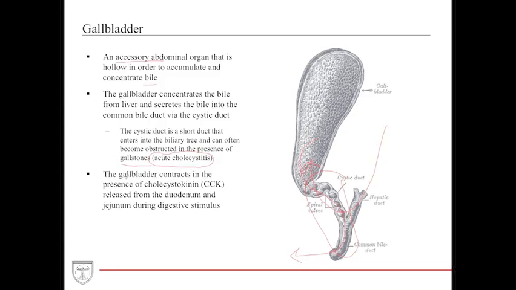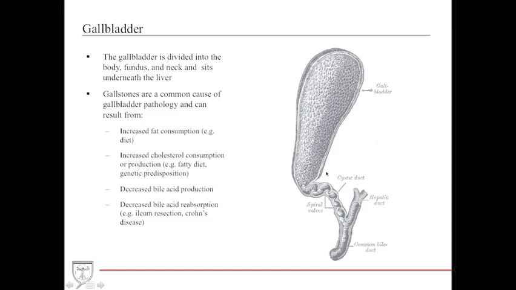The gallbladder contracts in the presence of what we call cholecystokinin, or CCK. CCK is released when food, fatty food in particular, descends from the stomach into the duodenum and releases signals initiating the release of CCK. So the gallbladder contracts, releases the bile, and the bile then passes into the duodenum. Anatomically, the gallbladder is divided into 3 regions: the fundus, the body, and the neck.